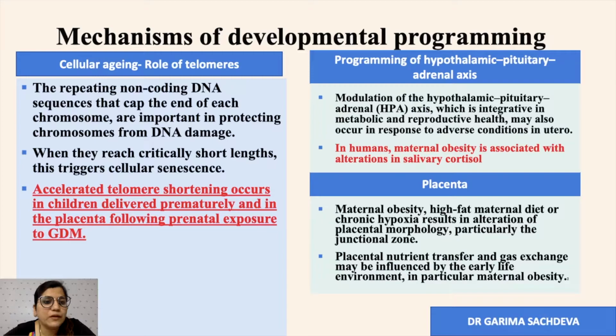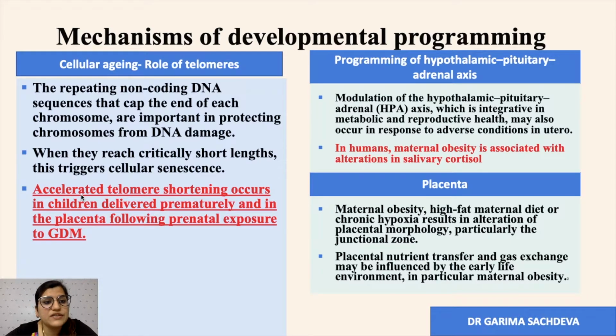Then cellular aging. What is the role of telomeres? So what are telomeres basically? These are repetitive, non-coding DNA sequences that cap the end of each chromosome and are important in protecting the chromosomes from DNA damage. So what happens if there is shortening of these telomeres?